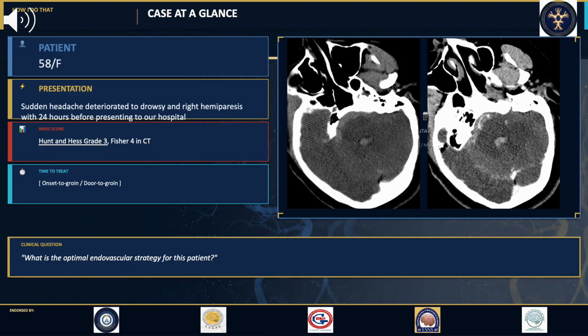Clinical grading. On assessment, the patient was classified as Hunt and Hess grade 3, indicating drowsiness with mild focal neurological deficit, a moderate to severe grade that warrants urgent intervention.